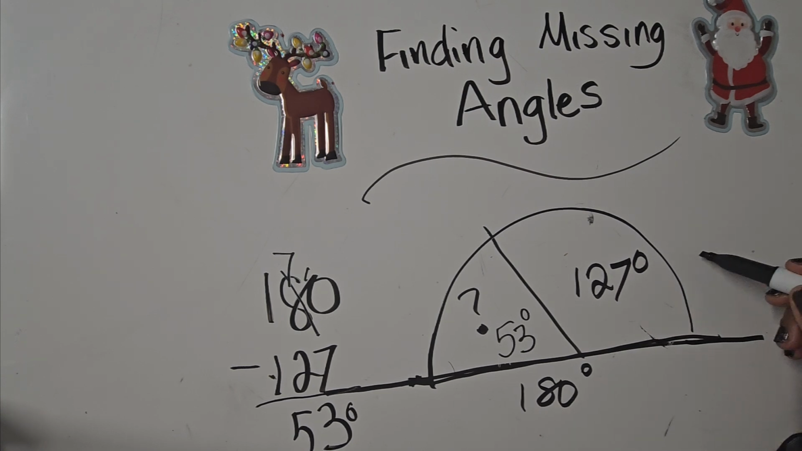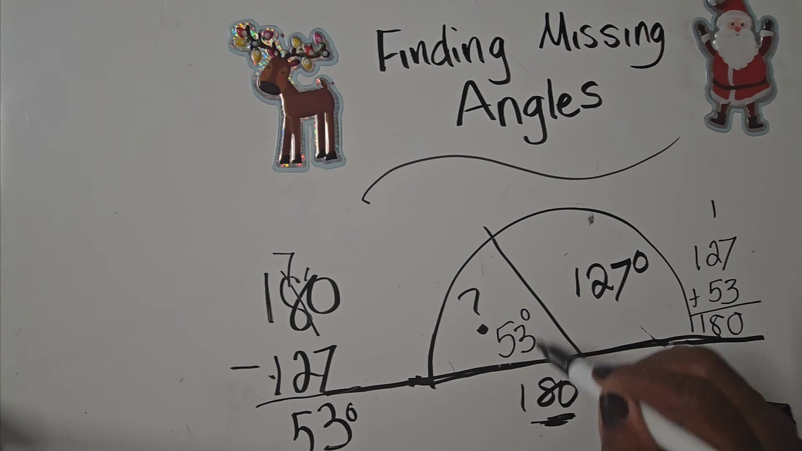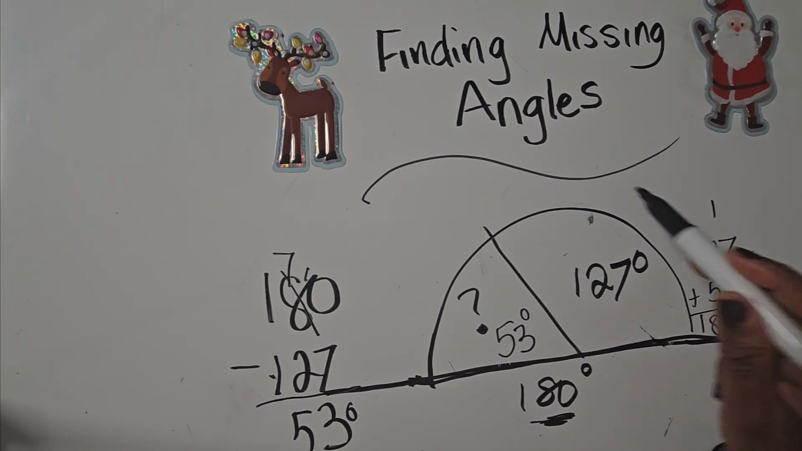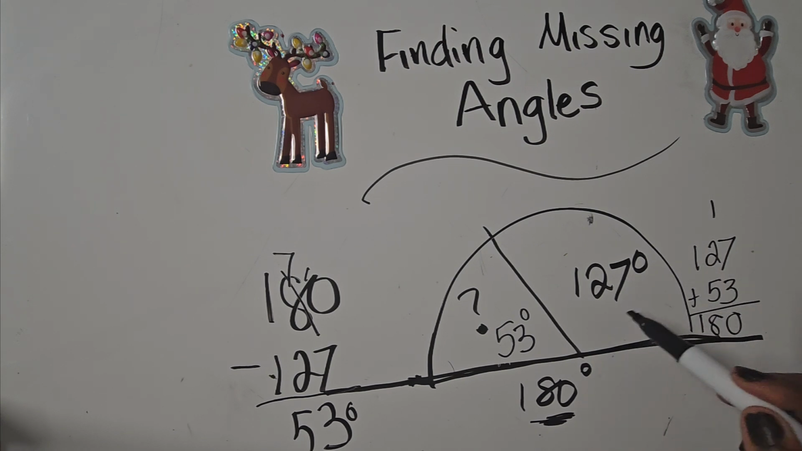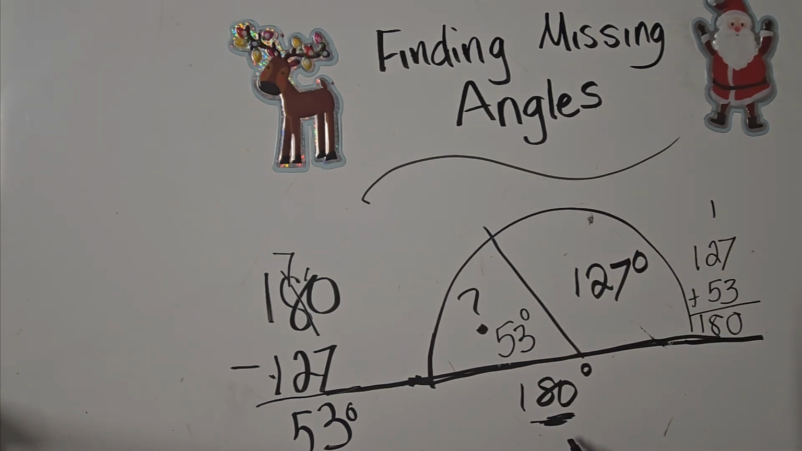You want to check, you go and you put the values of both, 127 plus 53. Make sure that you get 180. 7 plus 3 is 10. 5 plus 2 is 7 plus 1 is 8. You bring the 1 down. So this smaller acute angle is worth 53 degrees. This fatter obtuse angle is worth 127. And the entire big angle, the original big angle, the straight angle, is always worth 180.